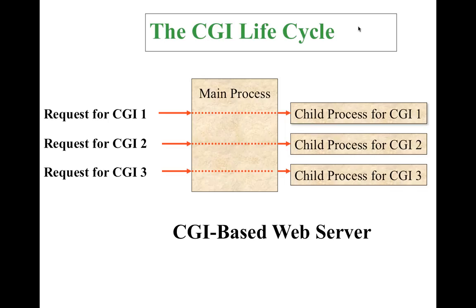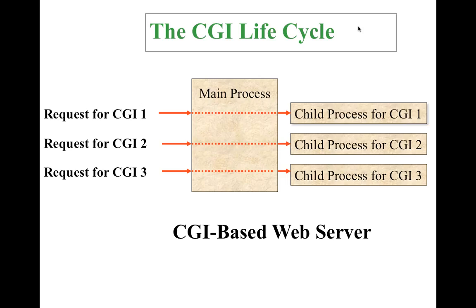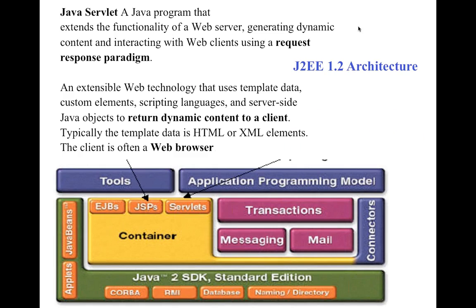To do that, CGI has a life cycle. Any request that comes in, they create a child process and so on. Let's move on, CGI is not our thing. We just want to know how CGI used to work, because that was the first technology, common gateway interface. That means they provided a common gateway called the main process. Any request goes through that main process and creates a child process.